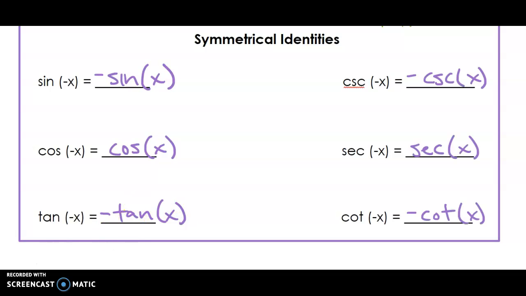And of course, because cosecant, secant, and cotangent are reciprocal functions of sine, cosine, and tangent respectively, we know that if sine of negative x equals negative sine of x, cosecant of negative x is going to equal negative cosecant of x. Sine is an odd function, cosecant is going to be an odd function as well.